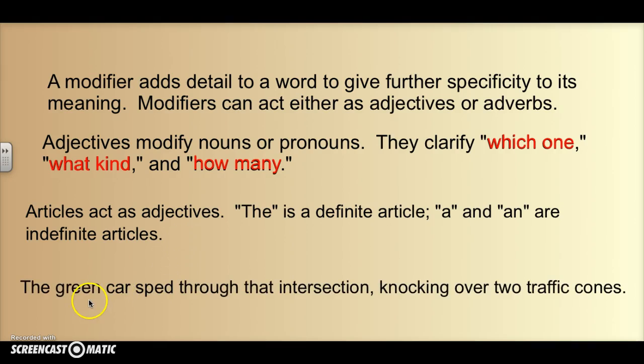So in this sentence right here, we have the, a definite article, and green modifying car, saying what kind. Sped through that intersection would say which one. Knocking over two traffic cones would be how many.